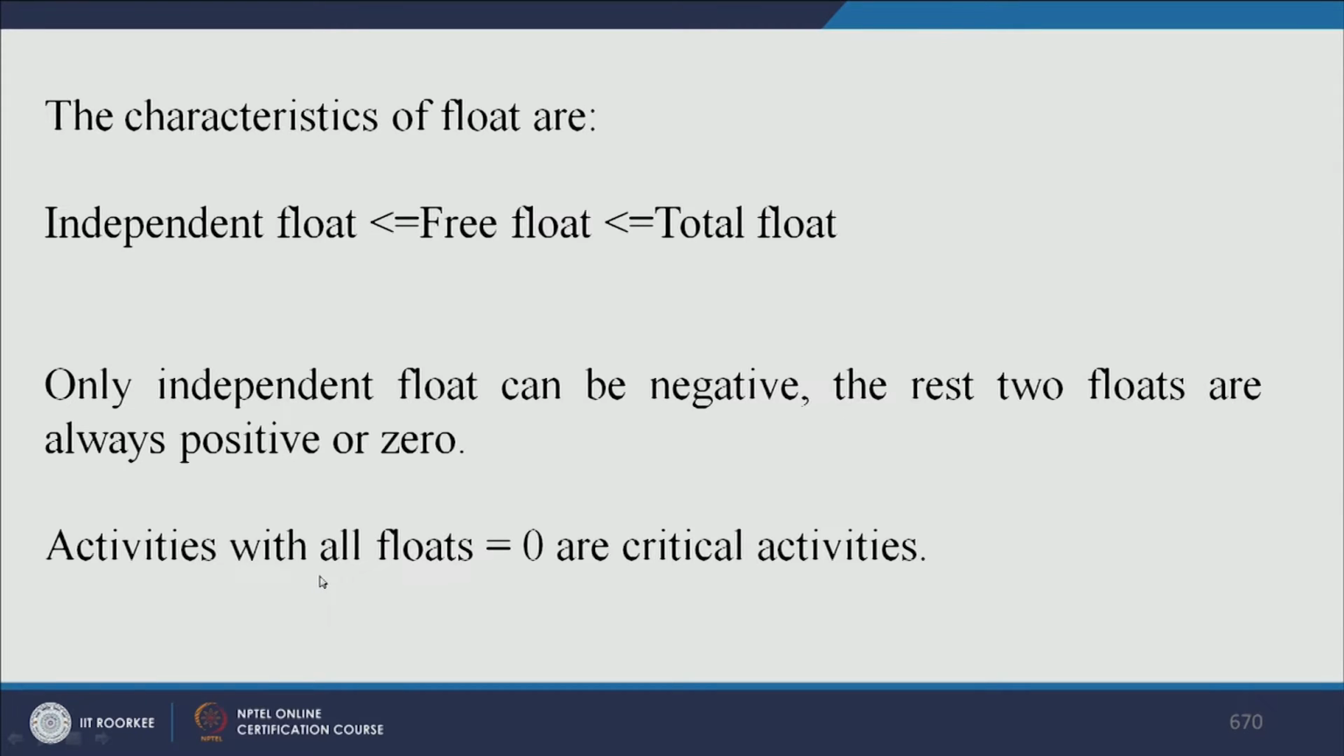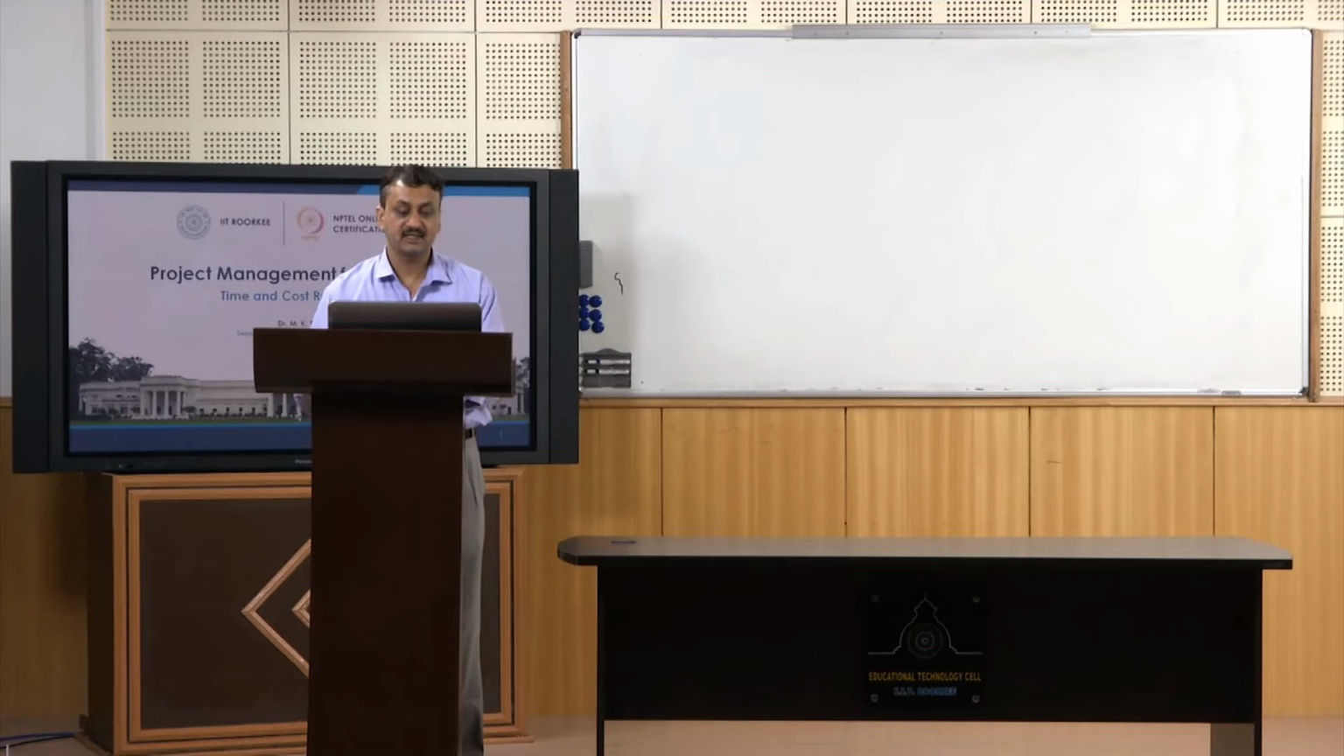So activities which are having all these floats 0 would be termed as critical activities. So this is another way of defining critical activity. What is critical activity? Critical activity is one which has got total float, free float and independent float 0, right? In other words, all the floats are 0 for critical activity.